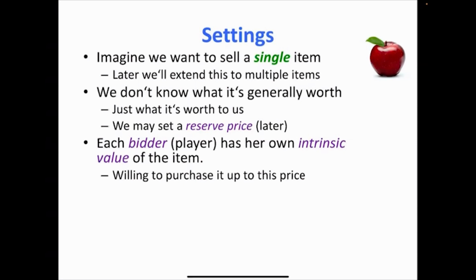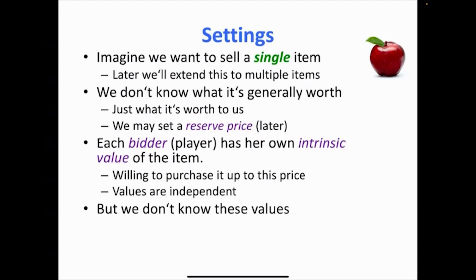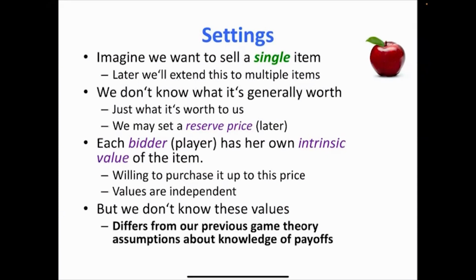So you can consider this as a type, if you consider it a game of incomplete information. The value is basically how much they are willing to purchase up to, and the values are independent. It could be the case that they have correlated intrinsic values, and then you could do some inference based on that. But in the simplest model, we consider that they are independent. So we don't really know the value.